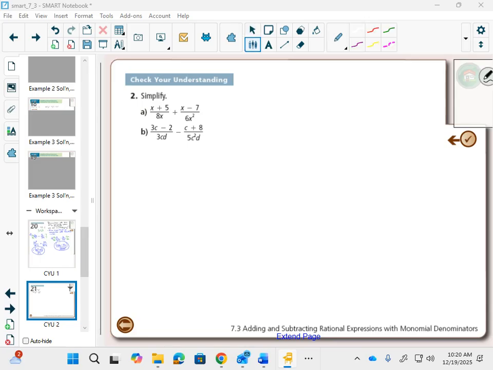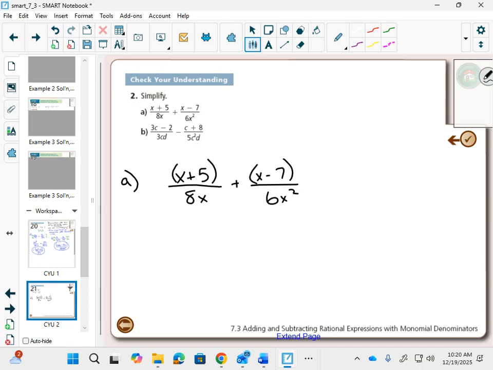Question 2 is very much like question 1. Very similar, except we just have more algebra than we did last time. So I'm adding fractions. I'm going to put brackets around that. That gets grouped together. I'm going to put brackets around this. This gets grouped together.